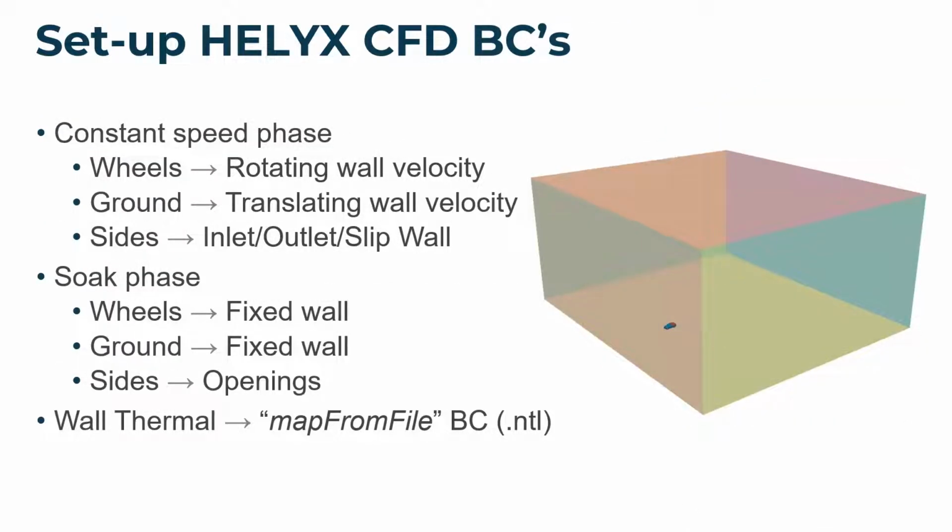In terms of boundary conditions, for the constant speed phase, we modeled the wheels with rotating wall velocity, and we used the classic wind tunnel configuration, so like inlet, outlet, and slip walls for the sides and tops. On the soak phase, wheels and ground are switched to fixed wall, and the sides are changed to openings. This is basically to model an atmospheric plenum.